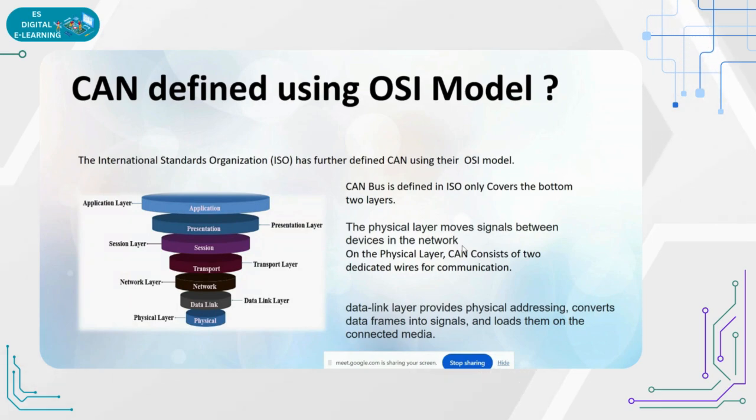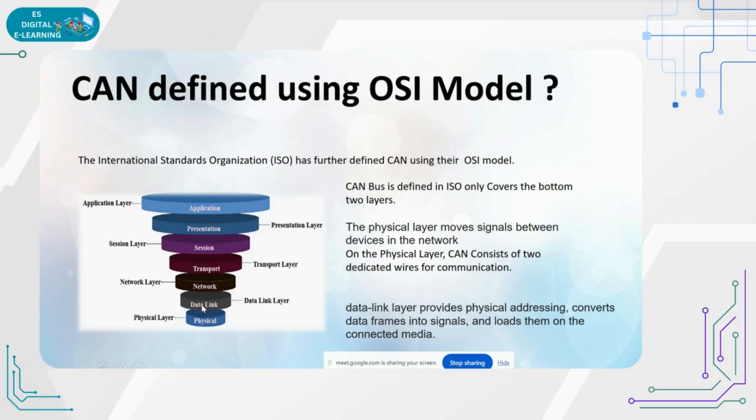Physical and data link layers. Okay, the physical layer has the wire communications. The data link layer has the data, which will flow in the form of frames. It provides the addressing and converts the data frames into signals, and the actual information is transferred in the form of signals.